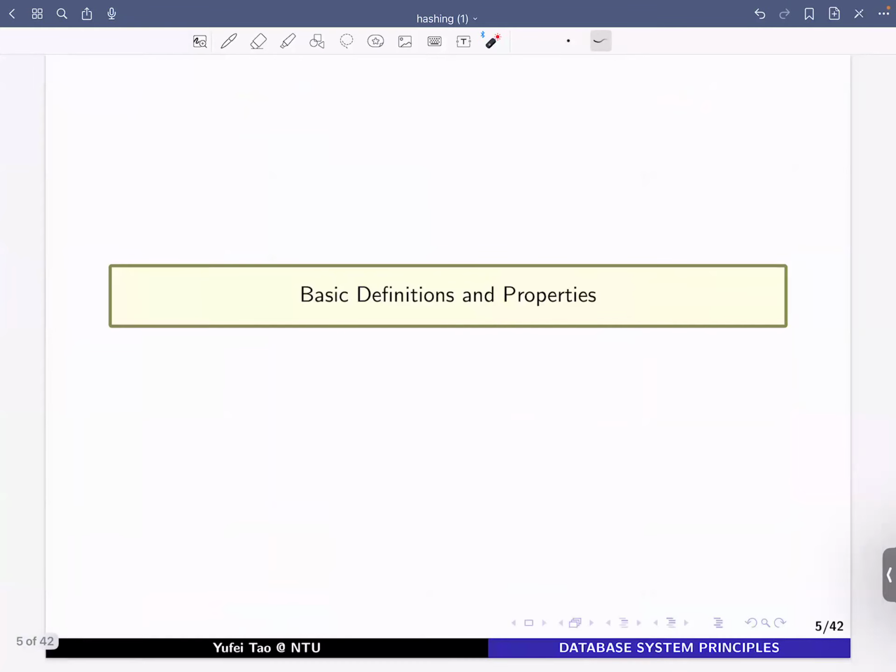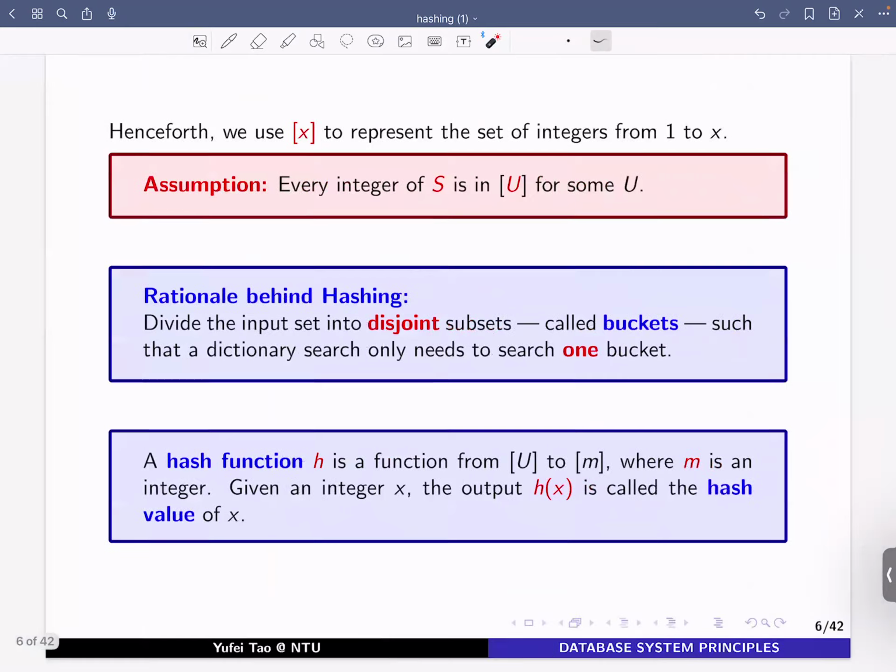All right, now let's start with some basic definitions and properties. For our discussion today, I'm going to use this notation a lot. In this notation, you can see there is a value x surrounded by a pair of square brackets. Here, this notation represents the set of integers from 1 to x.